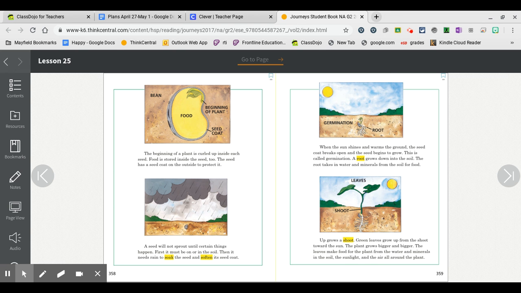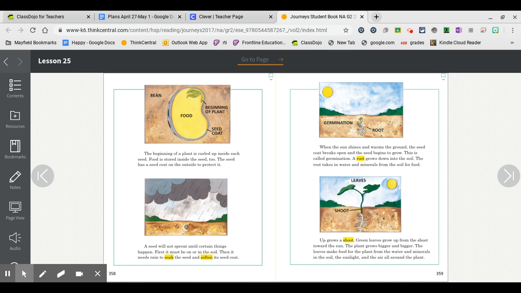This is called germination. A root grows down into the soil. The root takes in water and minerals from the soil for food. Up grows a shoot. Green leaves grow up from the shoot toward the sun. The plant grows bigger and bigger. The leaves make food for the plant from the water and minerals in the soil, the sunlight, and the air all around the plant.